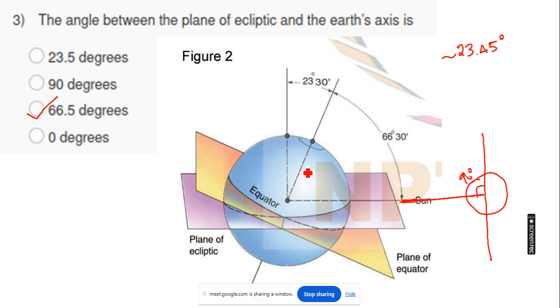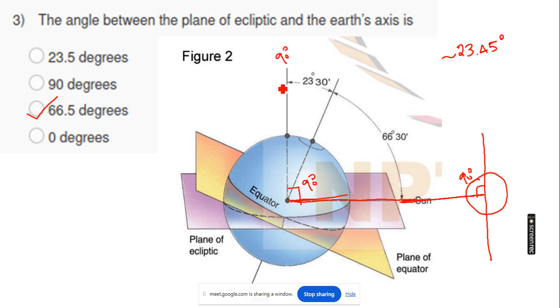Earth's axis is tilted 23.45 degrees from the perpendicular. This is the perpendicular to the ecliptic orbit, so it is actually tilted 23.45 degrees. And now we have the plane of ecliptic. This is the plane of ecliptic, making an angle of 90 degrees with this perpendicular.